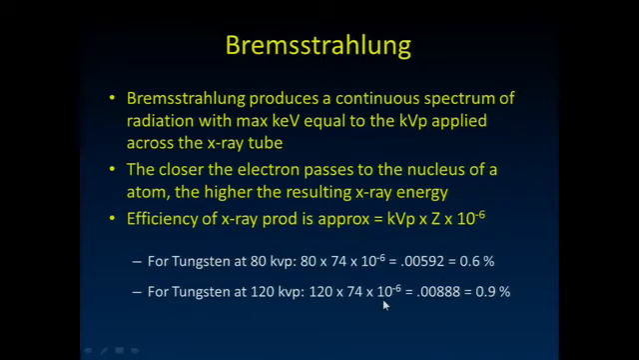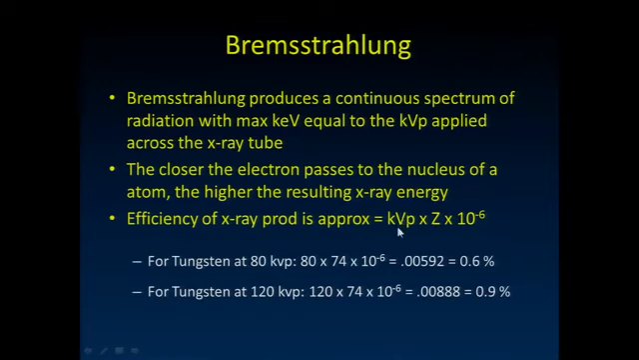Bremsstrahlung produces a continuous spectrum. Sometimes we get Bremsstrahlung X-rays that are very close to zero energy, and we can get them as high as the kVp applied across the tube. After all, what is 1 electron volt? It's the kinetic energy that an electron has when we accelerate it across 1 volt. So if all of its kinetic energy is converted to X-ray energy, then the most that could be would be the kinetic energy the electron had when it struck, which is determined by the voltage across those two. The closer the electron passes to that nucleus, the higher the resulting X-ray energy.